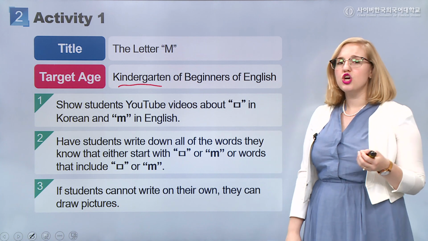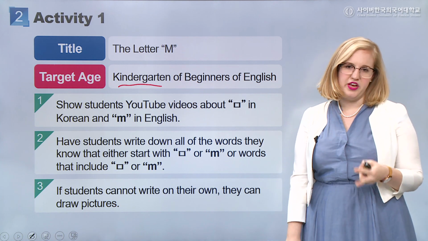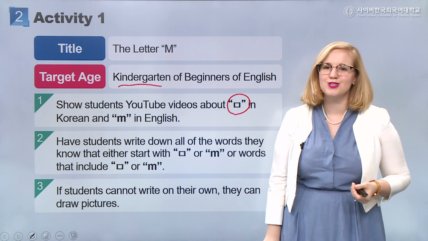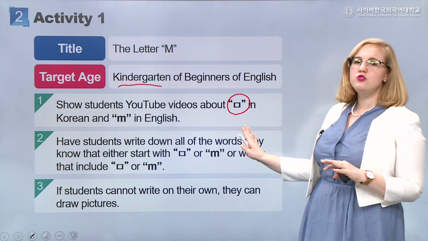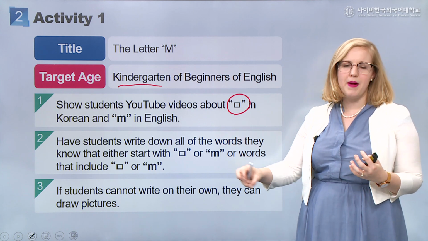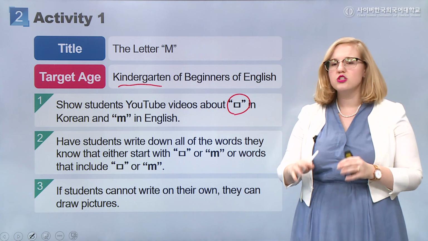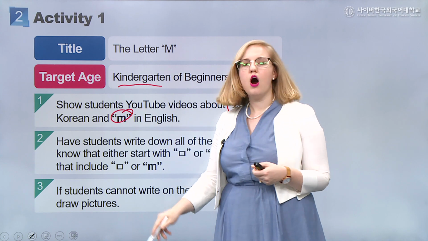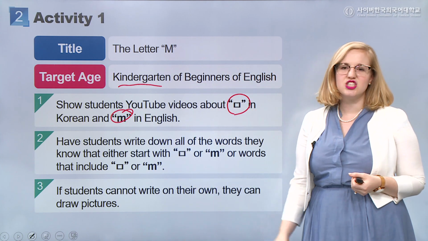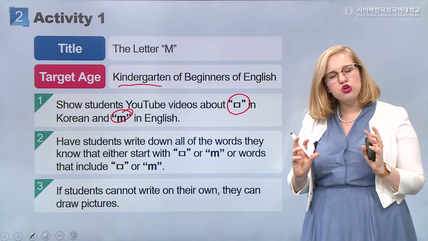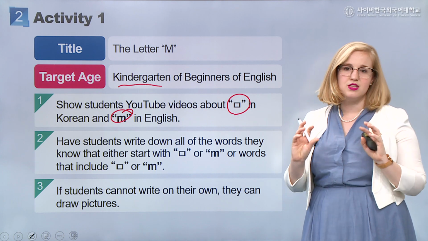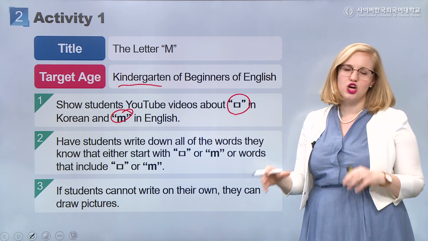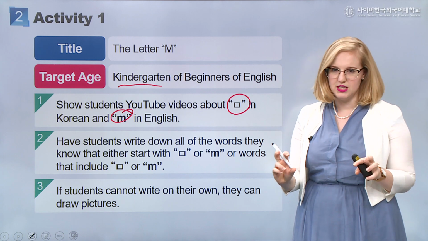So what we're going to do is show students 2 different YouTube videos. The first one is in their native language. So we're going to use Korean, of course, because we're assuming your students are Korean. We're going to show students a specific YouTube video all about the mium sound in Korean. So that'll be our first step. Then we're going to show them another YouTube video all about the M in English, the letter M in English. So we have 2 sounds that are the same sound, the same phoneme, but different graphemes, 2 different ways to show the same sound in 2 different languages.